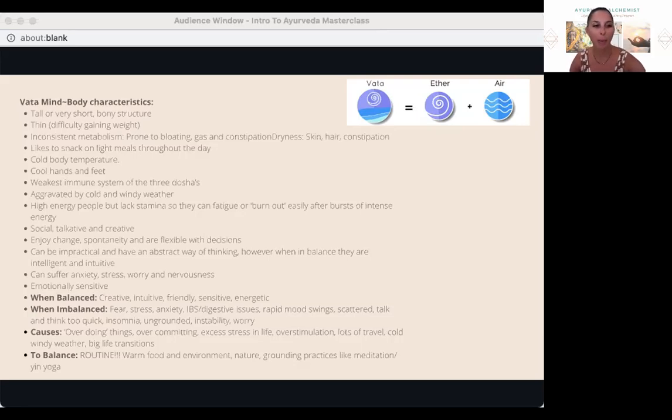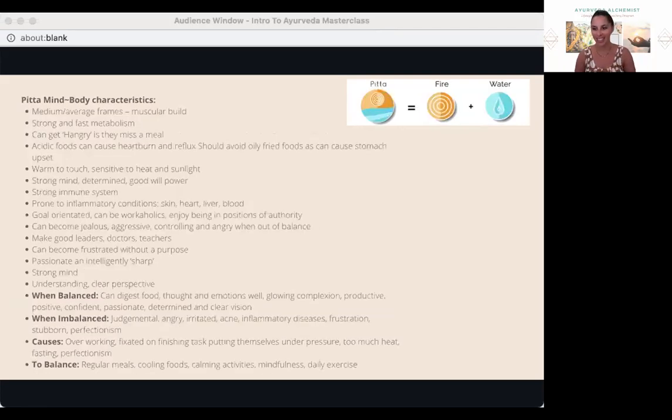So put your hand up, all the Vatas in the house, or put in the comment if you think you're a Vata. Comment Vata. No, Jen said she's Vata.